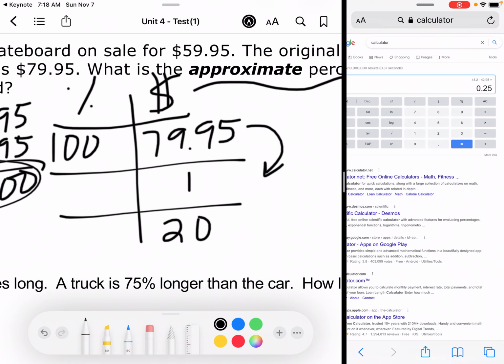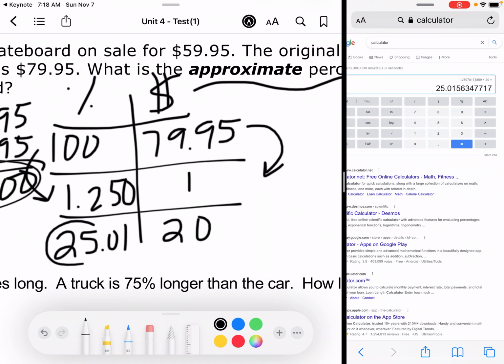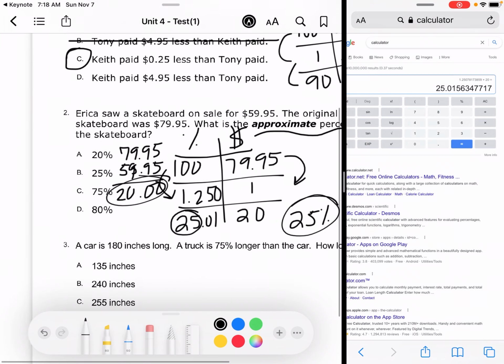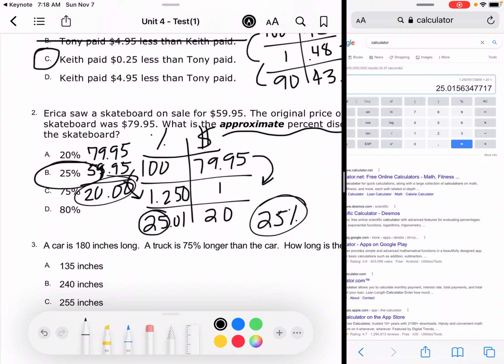So I'm going to divide going down. So in my calculator, I'm putting in 100 divided by 79.95. And I get some crazy number. I'm just going to write down the first couple of digits. Now I'm going to multiply by 20. And I get 25.01. So it was 25% savings. So it should have been B.